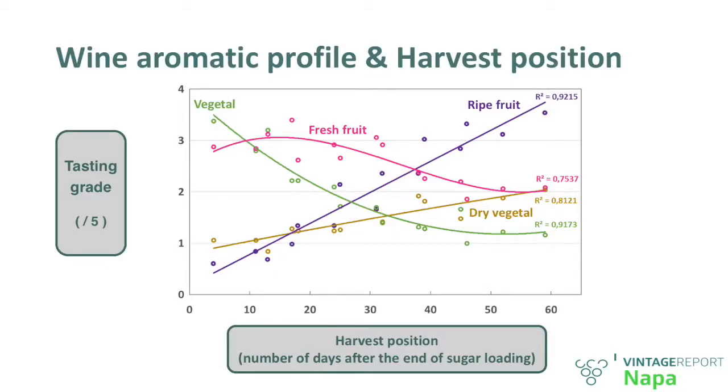So this is an example of a study on Cabernet Sauvignon in California in 2014. You can see the evolution of the vegetal, the fresh fruit, the ripe fruits, dry vegetal, according to the position of harvest. That kind of models are very linked to the varietal. Okay? So Cabernet Sauvignon in Chile, in France, in California, more or less has the same evolution.